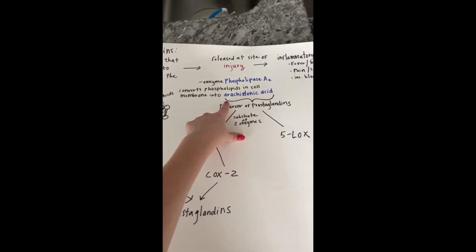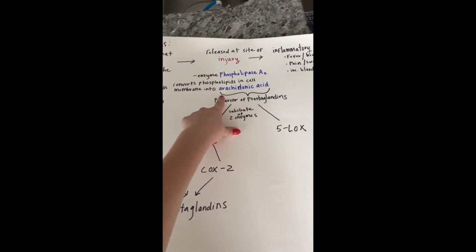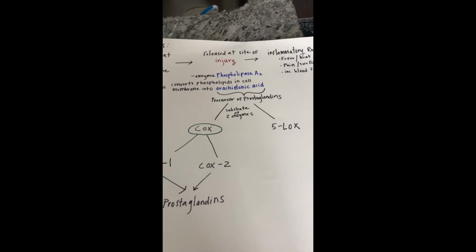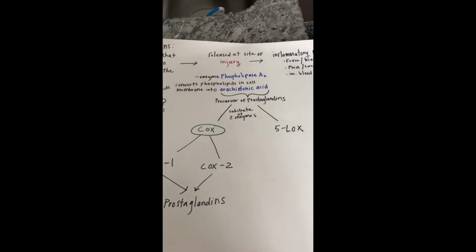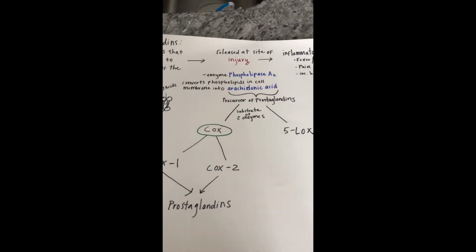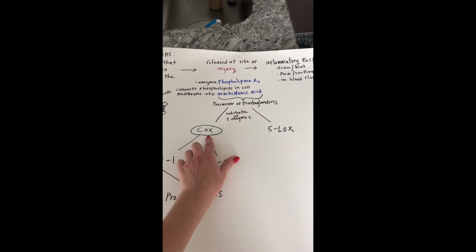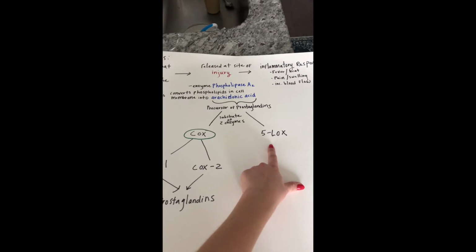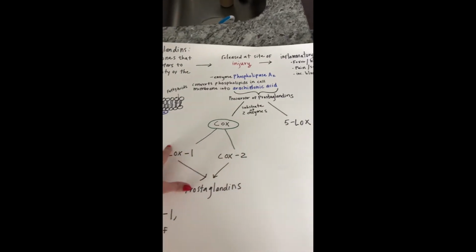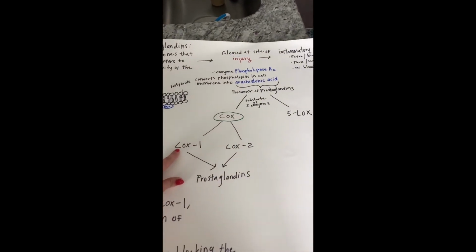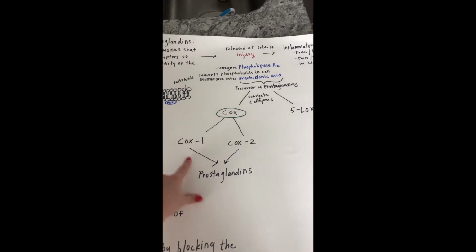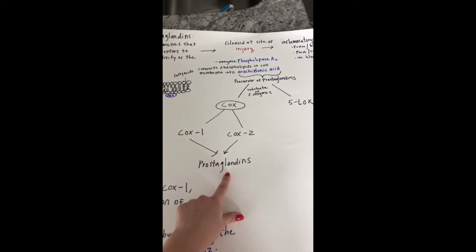into arachidonic acid. Arachidonic acid is a precursor to the prostaglandins, and it's actually the substrate of two of the prostaglandin enzymes. You have COX, and then you also have 5-LOX. The one we're focusing on today is the COX. There are two types, COX-1 and COX-2 enzymes, and both of those produce types of prostaglandins.